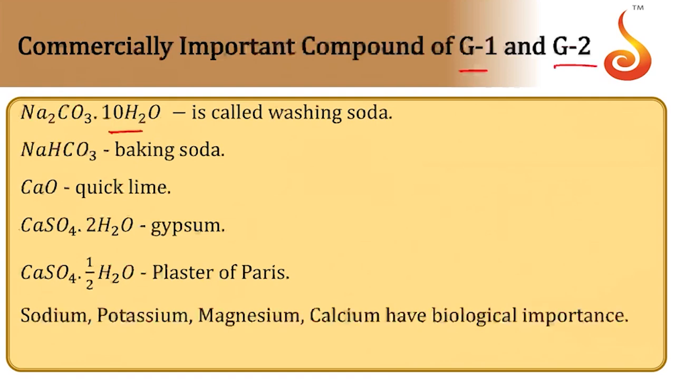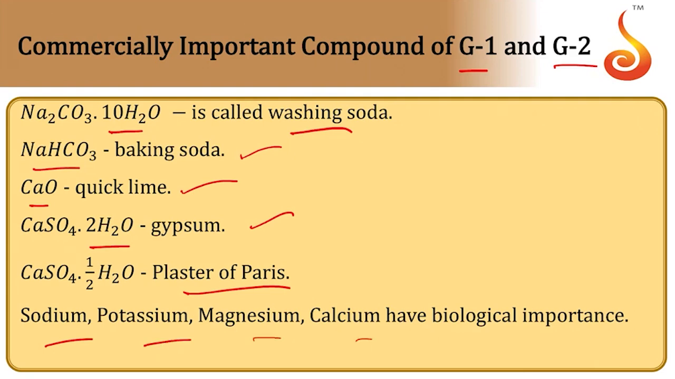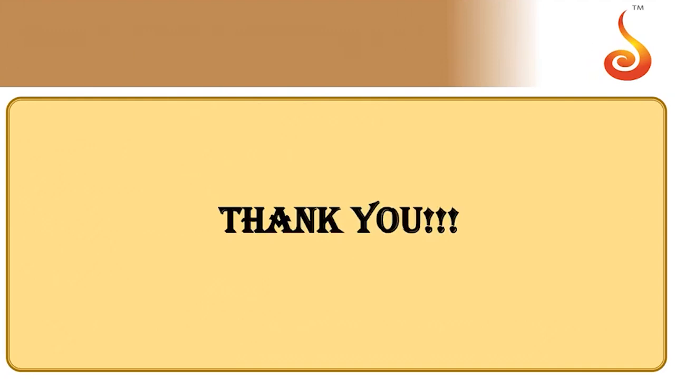And commercially important compounds of group 1 and group 2. Sodium carbonate decahydrate, Na2CO3·10H2O, is called washing soda, and sodium bicarbonate is used as baking soda. CaO is called quicklime, and calcium sulfate dihydrate, CaSO4·2H2O, is gypsum, and the half hydrate, CaSO4·½H2O, is called plaster of Paris. Sodium, potassium, magnesium, calcium have biological importance also.